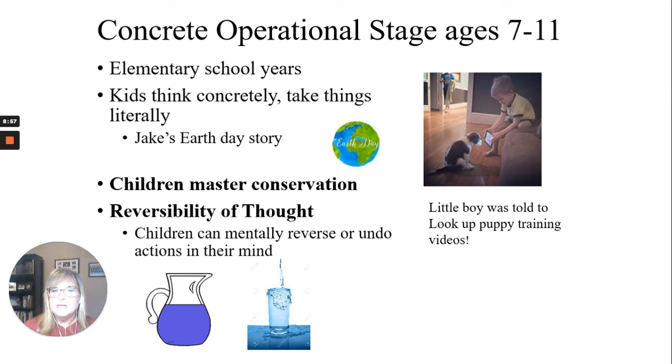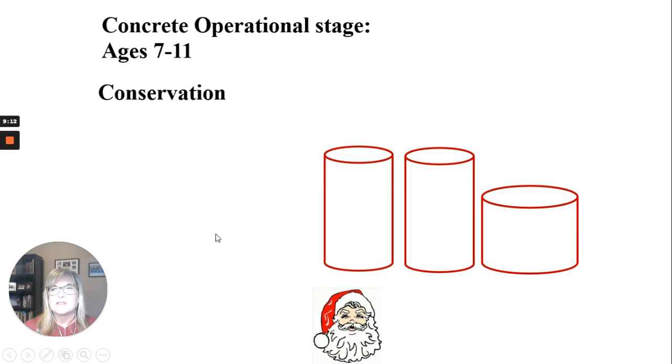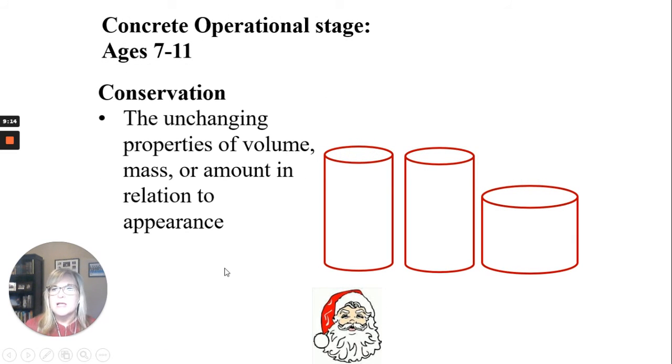So they can sort of mentally reverse or undo actions in their mind. They can imagine that picture of filling up that glass and overflowing, and then they can reverse that back as well. But conservation is the main skill. This is where kids learn that volume and mass don't change even though they might look different.